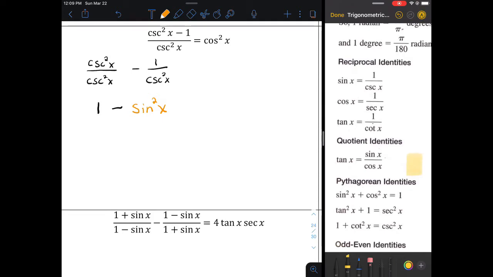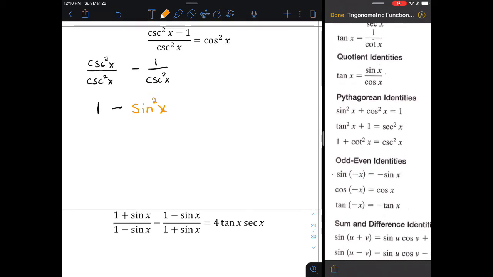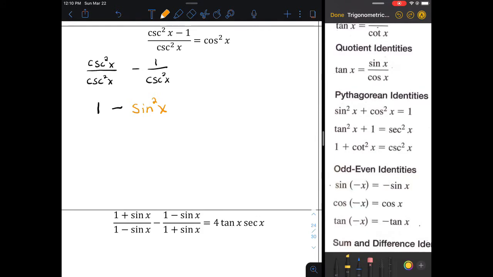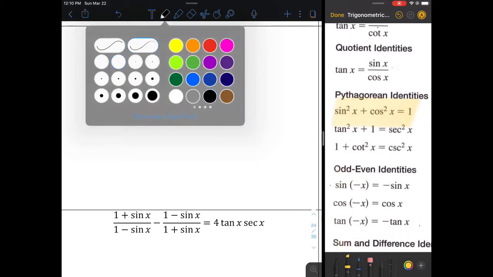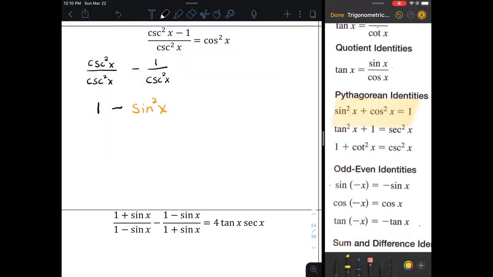And if we go to our identities and we look, it's a Pythagorean identity. I just have to rewrite it. So if I look at sine squared plus cosine squared, that equals 1. If I subtract the sine squared on the right-hand side, I could rewrite this problem as cosine squared x equals 1 minus sine squared. So this entire piece is equal to cosine squared x by Pythagorean identity, which makes my right-hand side. So proof done.